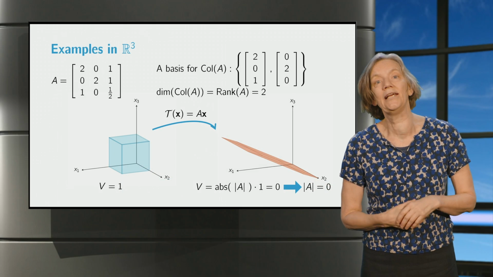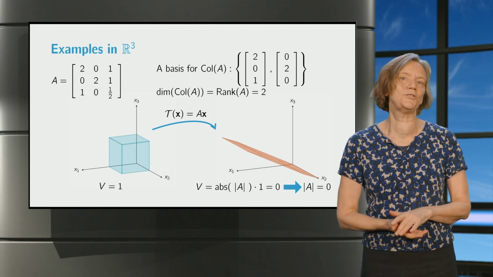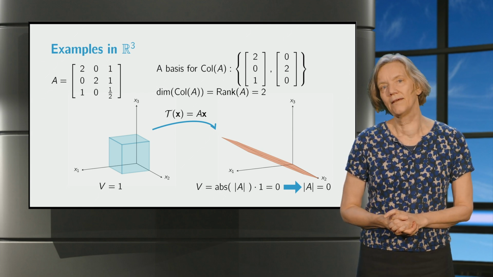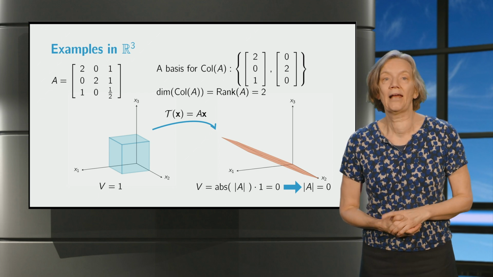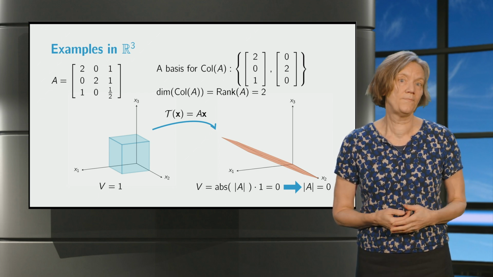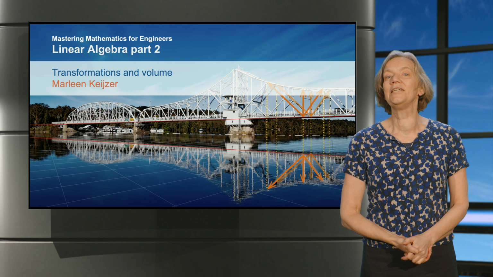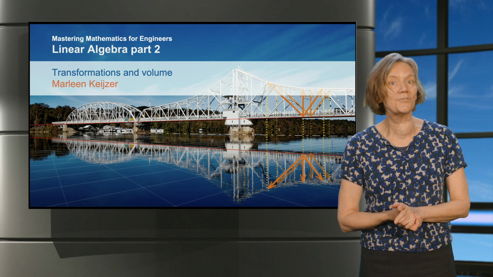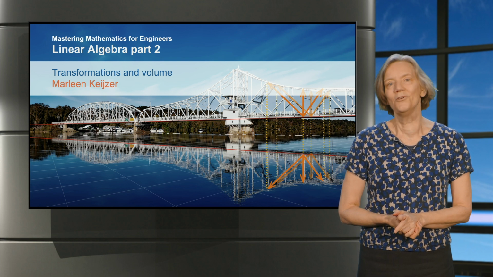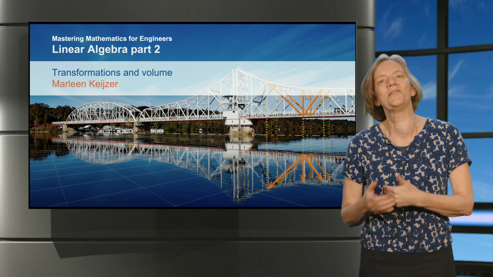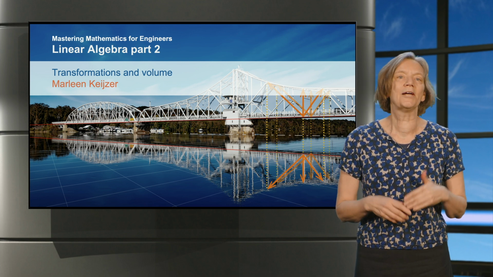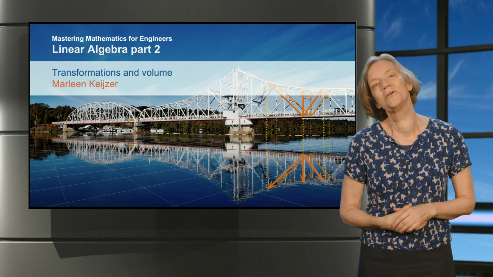N-dimensional objects in the domain are flattened into a lower dimensional subspace in the codomain. The volume of the transformed object is then 0. Next time you see a determinant, you see more than just an indicator whether the matrix is invertible or not. You now know as well that it gives the factor by which volumes increase or decrease when you multiply all its vectors by the matrix.